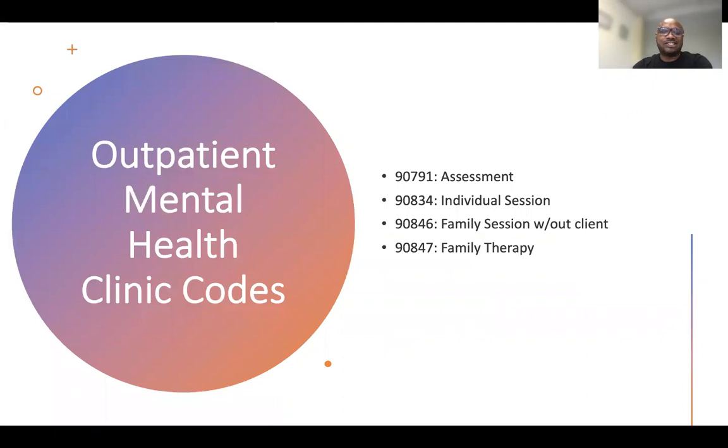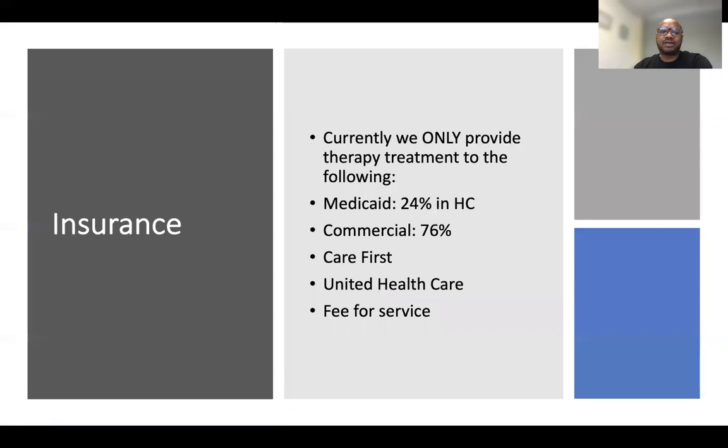These are just some mental health clinic codes. These are not by any stretch all of the codes associated with an outpatient mental health clinic. There are several, and once you are granted an authorization to work with a client, these are just the most frequently used. So the 90791, that's for any assessments that are done. 90834 is individual sessions. 90846 is for a family session without a client, and the 90847 is for family therapy.